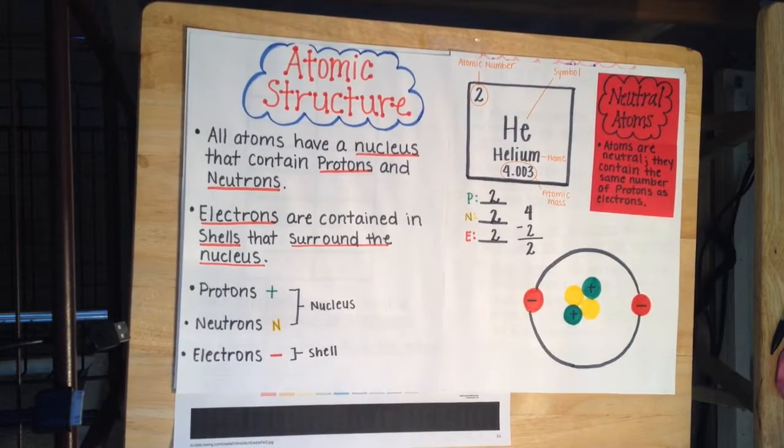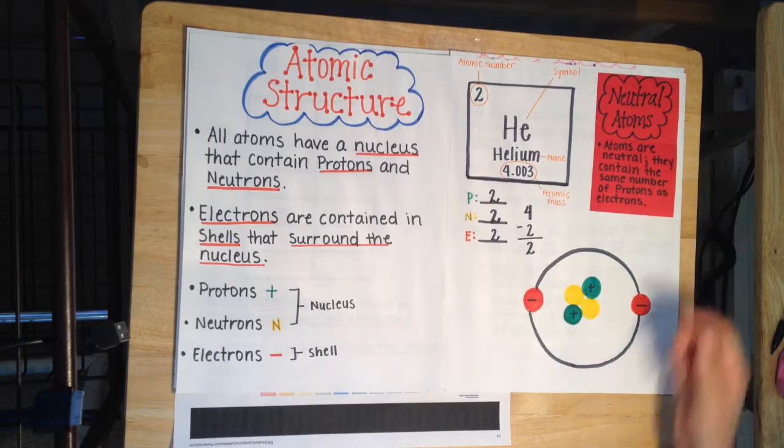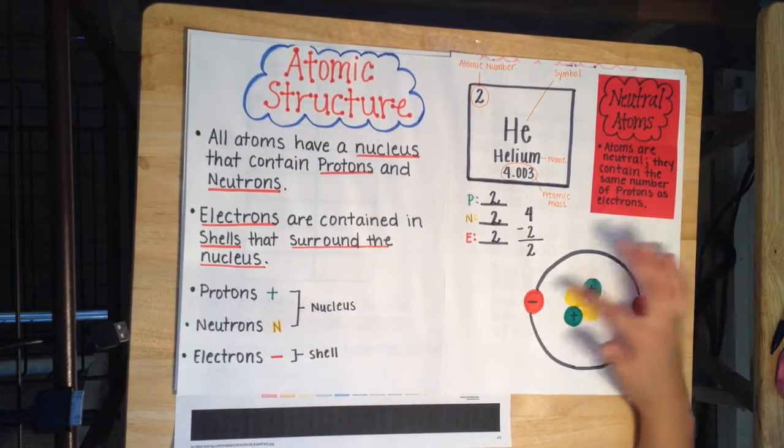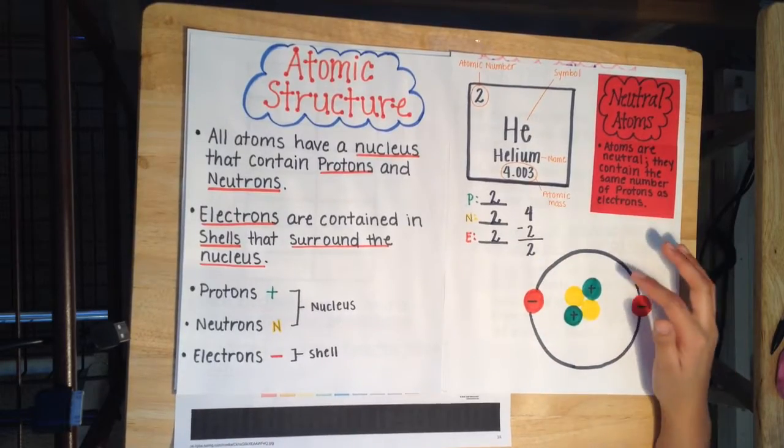Here's just an example of how a helium atom looks. 2 protons and 2 neutrons in the nucleus, and 2 electrons on the shell surrounding the nucleus.